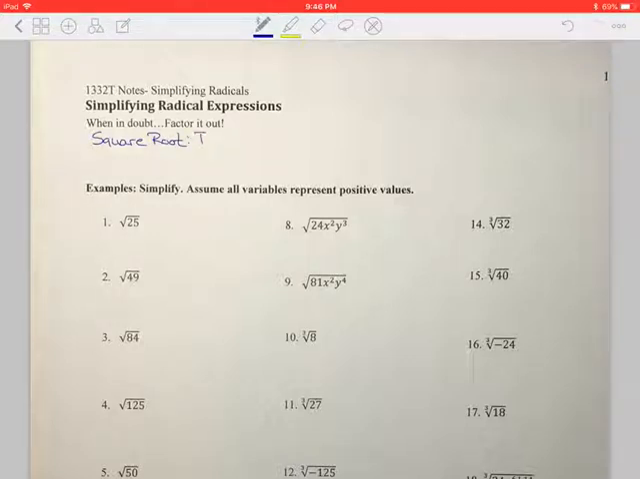you're going to take your number, you're going to break it into prime numbers. We call this prime factorization. So break it into prime numbers and look for pairs.